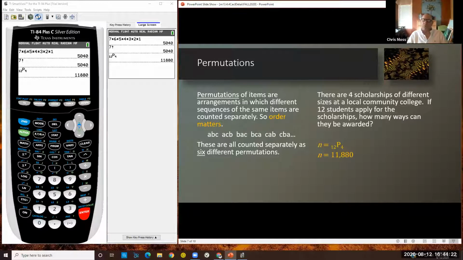The first little number, the subscript, that's the total number of items you're working with. The P stands for permutation. The second little subscript is the number of items you need to select from that big group of, in this case, 12. So there's lots of different ways to make the choice here.